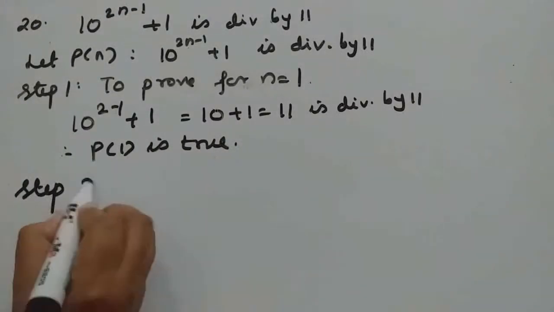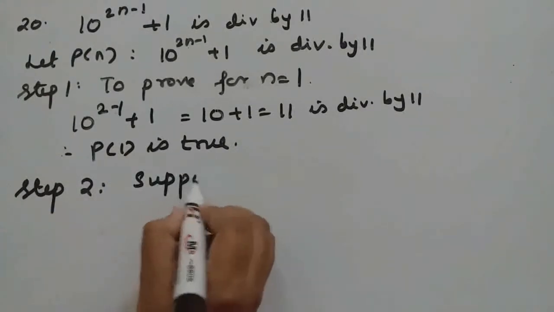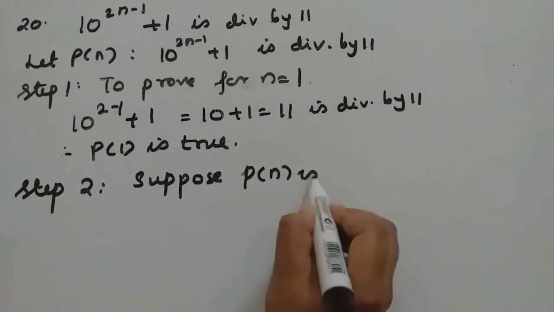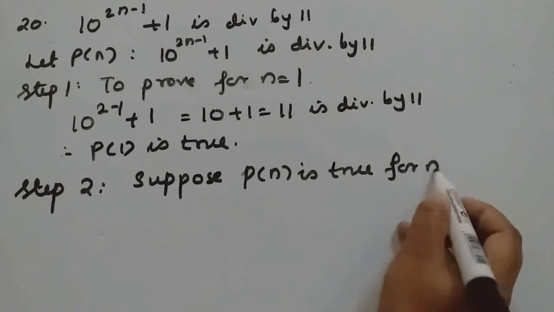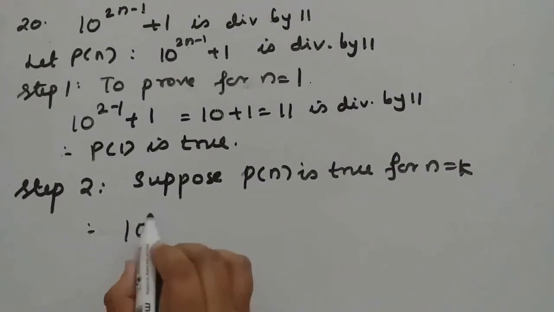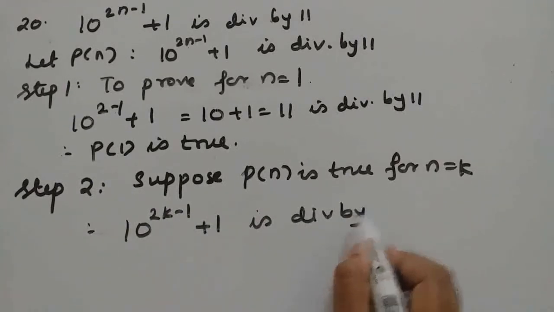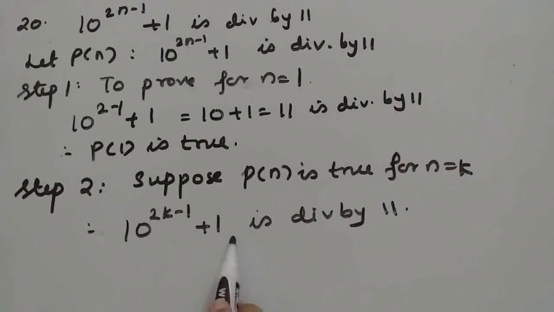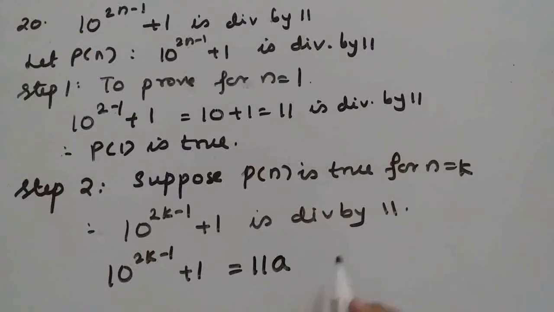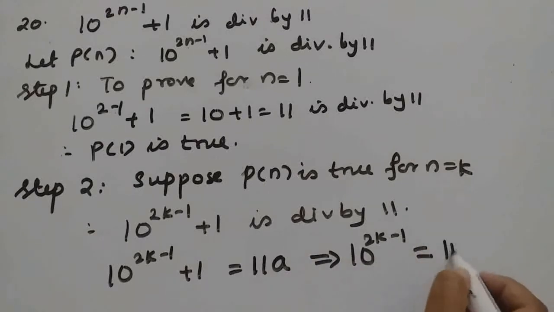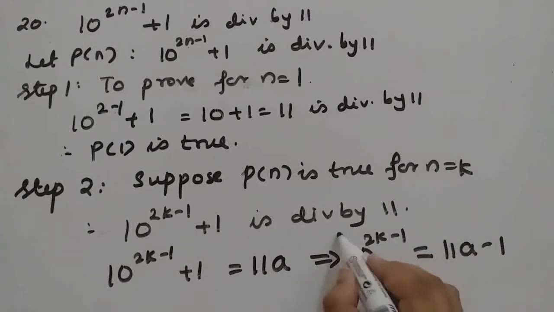Now step 2. Suppose P of n is true for n equal to k. Therefore 10 power 2k minus 1 plus 1 is divisible by 11. Now if a number is divisible by 11, we can write that number in the form of 11 into some constant. So 10 raised to 2k minus 1 equals 11a minus 1. This is our equation 1.